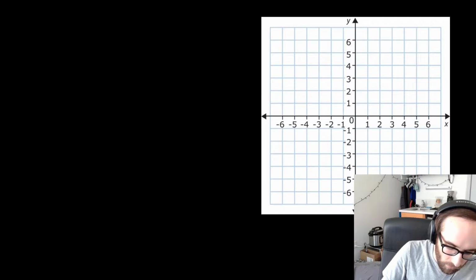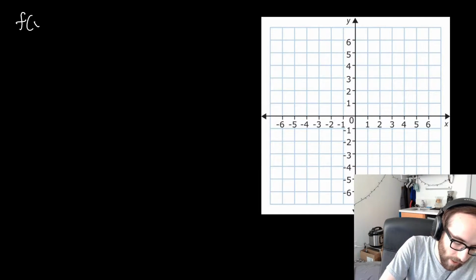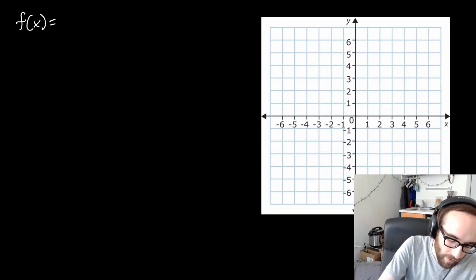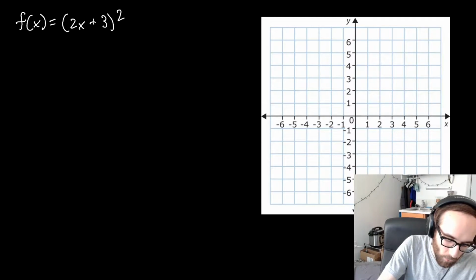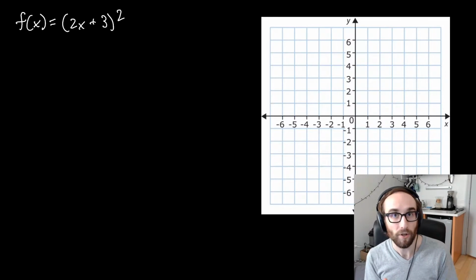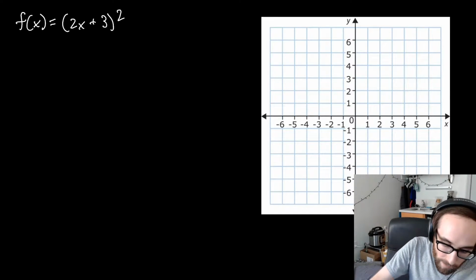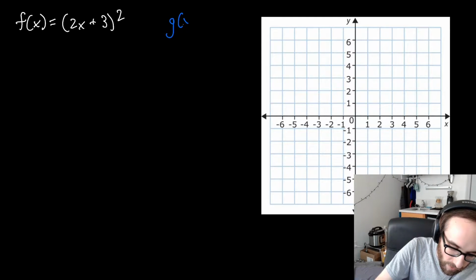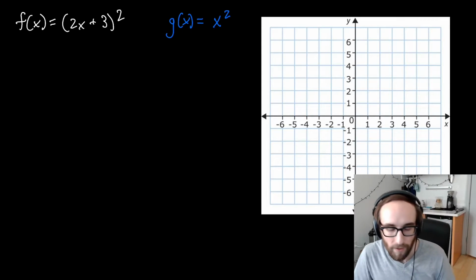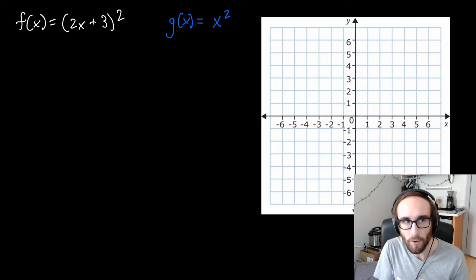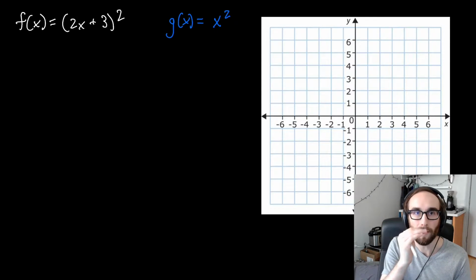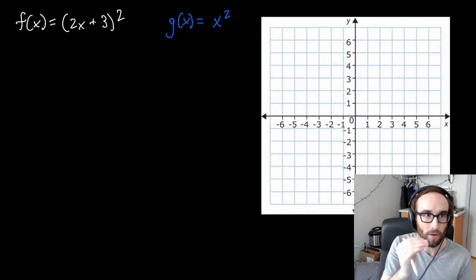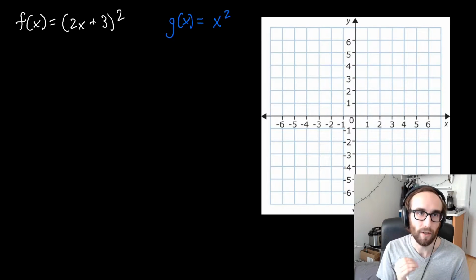So let's look at the function f of x is equal to (2x plus 3) squared. So here we have a quadratic. We'll end up with a parabola. Our parent function, in other words, the function without any transformations, we could call that g of x is equal to just x squared. So that's our parent function. And what we want to do is go through the steps of how we got from x squared to (2x plus 3) squared.